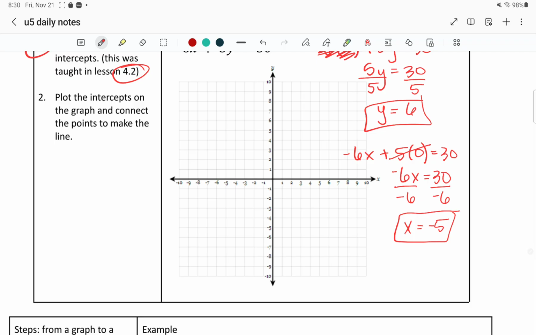And now from there, I'm going to plot them on my graph. Make sure you plot your x-intercept on your x-axis and your y-intercept on your y-axis. That's where I see the most mistakes when I'm walking around, is we just swap them, okay? But y equals 6 means y-axis 6. X equals -5 means x-axis -5. 2 points make a line, connect your dots, and you're done. And that is the second section of your homework.